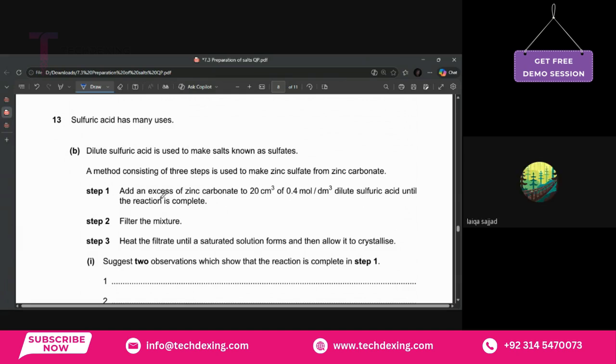When you add zinc carbonate, ZnCO3, to dilute sulfuric acid, which is H2SO4, what would be the products? It will be zinc sulfate, carbon dioxide, and water. Yes, very good. It would be zinc sulfate plus carbon dioxide plus water.